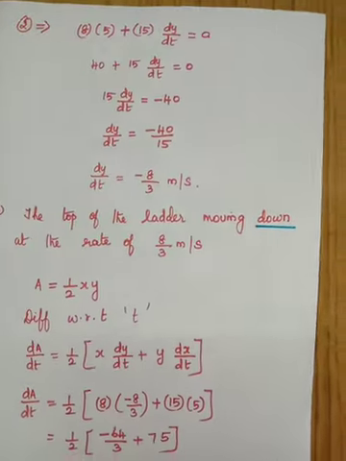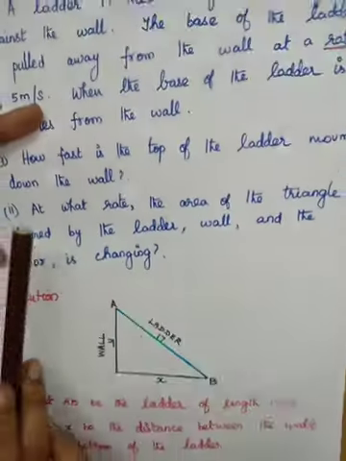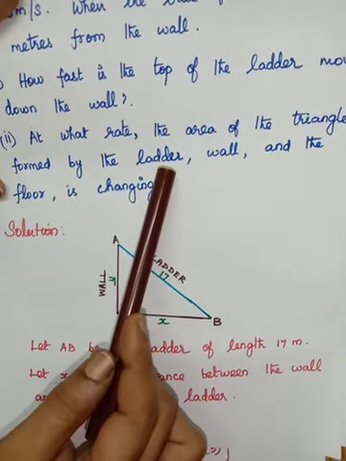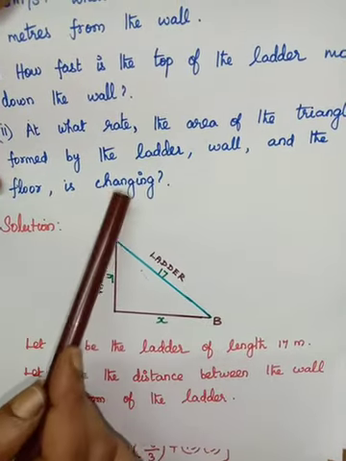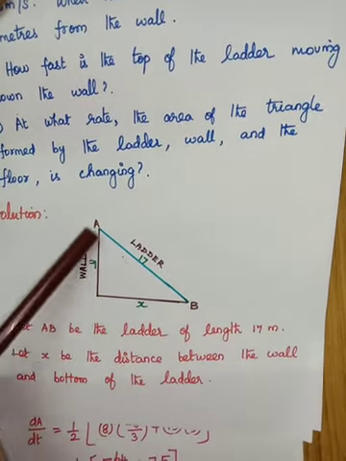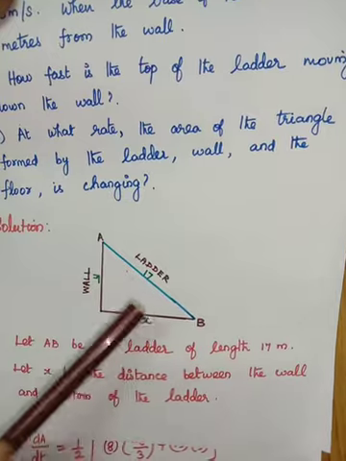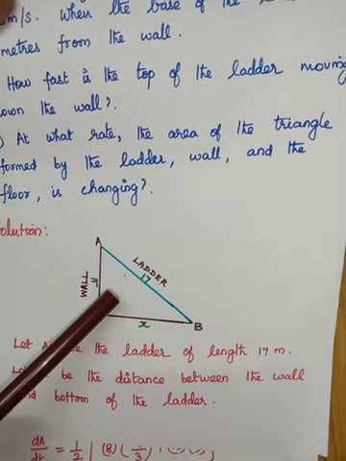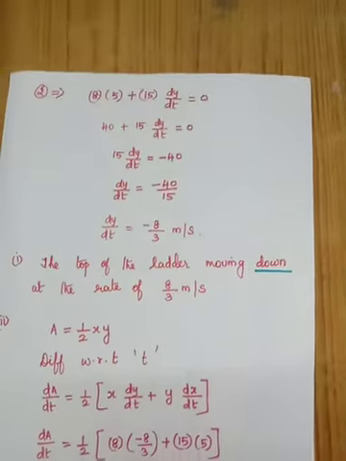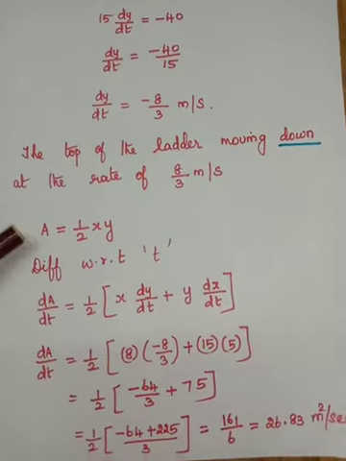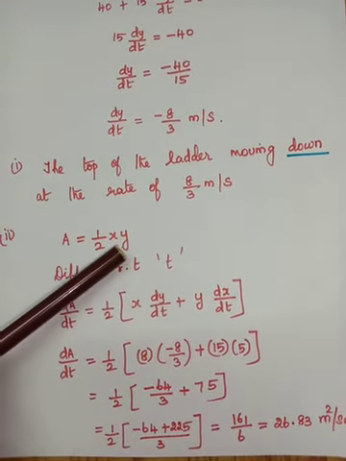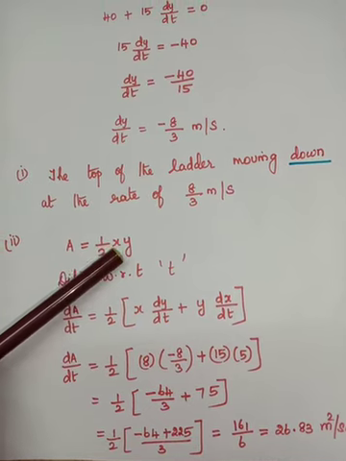So come to the second subdivision. What is the question? At what rate is the area of the triangle formed by the ladder, wall and the floor changing? You see that with the ladder, wall and the floor, we form a right angle triangle. So the question asks at what rate the area of the right triangle is changing. So first we should find the area of the triangle. What is the area of the triangle? Half into b into h. Your base is x and the height is y.